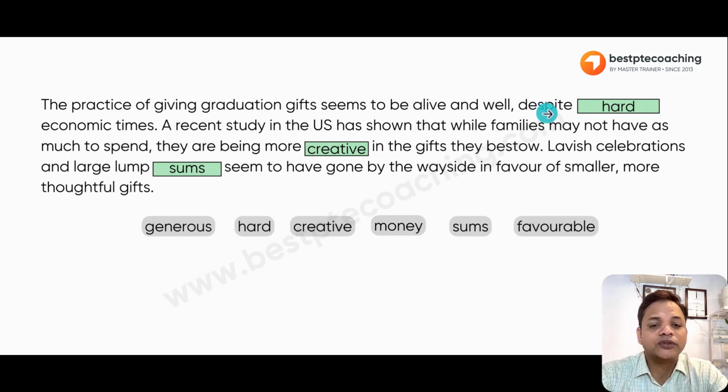So that's how we should do it. We should work on it. Despite, in spite, though, even though, although, these are words. They indicate what? Reverse flow or the contradiction, basically.